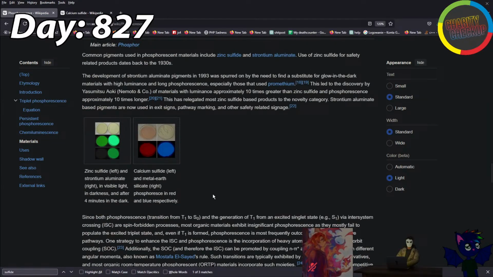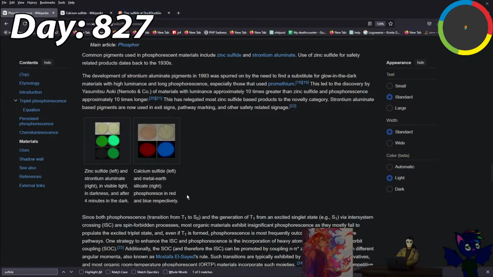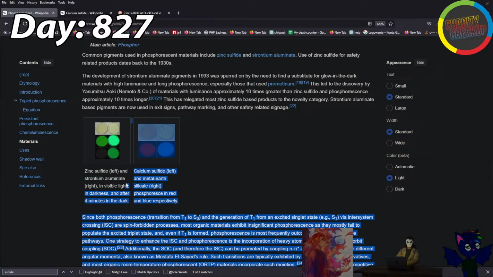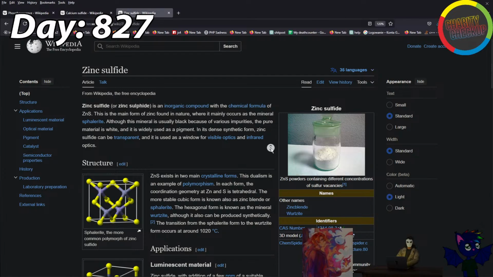There we go. Yeah, so that was zinc sulfide and then calcium sulfide. They're all pretty dim, but if I want something neat and blue, like strontium aluminate, then I would just die making it. So I feel like it's a pretty fair way to go.